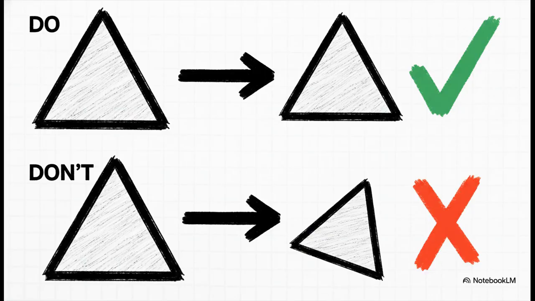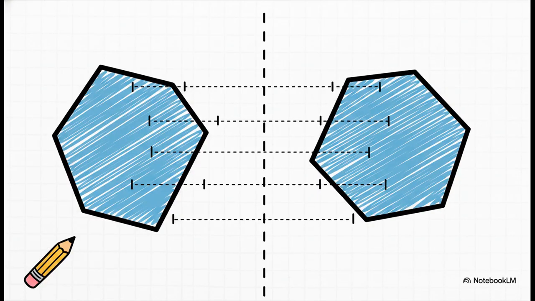First, for translations specifically, do a really quick congruency check. Look closely at your final graph. Did your triangle accidentally shrink? Did it rotate slightly? If it's a true slide, the shape, size, and orientation must remain absolutely 100% identical to the original. Next up, for reflections, use the distance measurement trick.